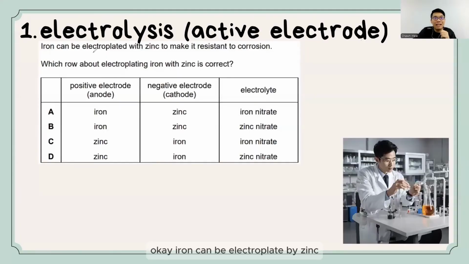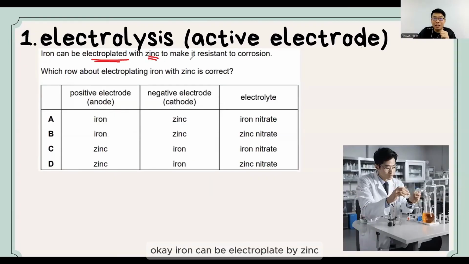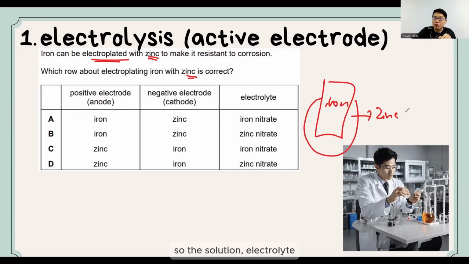Okay, iron can be electroplated by zinc, to make it resistant to corrosion. We show about electroplating iron with zinc. Iron is here, I want to coat with zinc. So the solution, electrolyte, I must use zinc. This iron I want, so I cannot put it at anode. I must put it at cathode. Then we already know it's this.